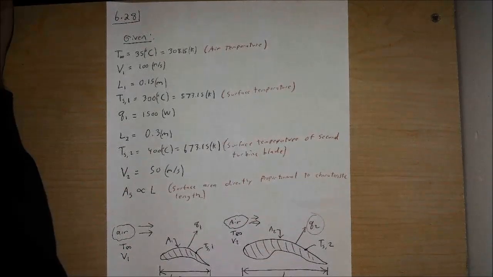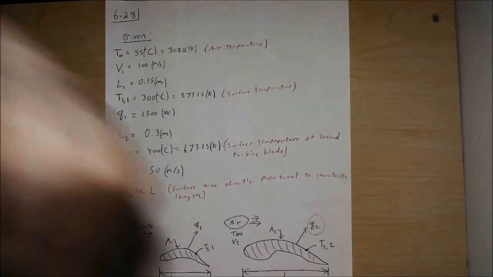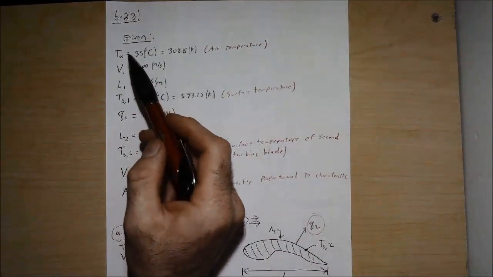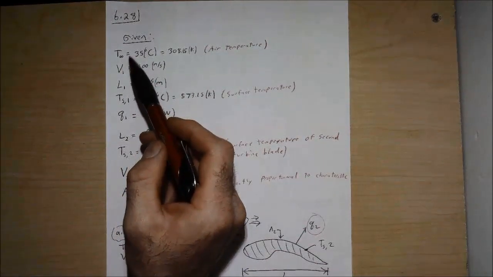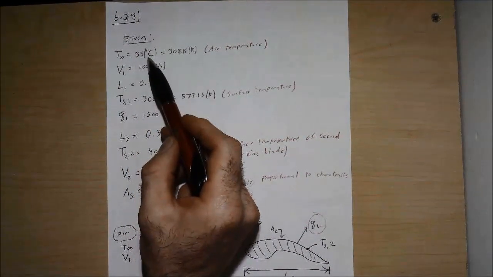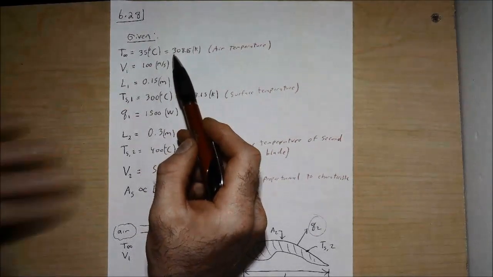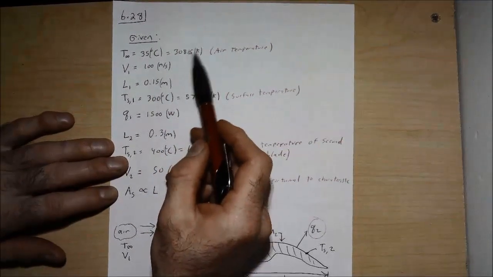So now that we've read through the problem statement for 6.28, what we can do next is write out all the variables, values, units, and how they apply to our problem. That's what we've done here in our given section. We know we have air temperature, T sub infinity, equal to 35 degrees Celsius, and I've gone ahead and converted this to Kelvin right here, 308.15 Kelvin.